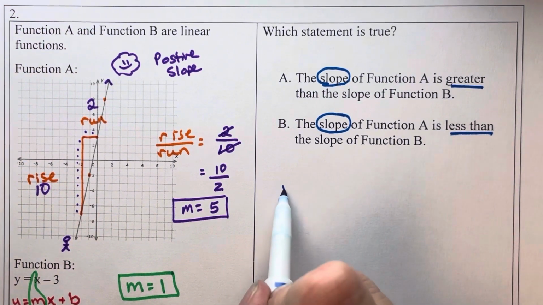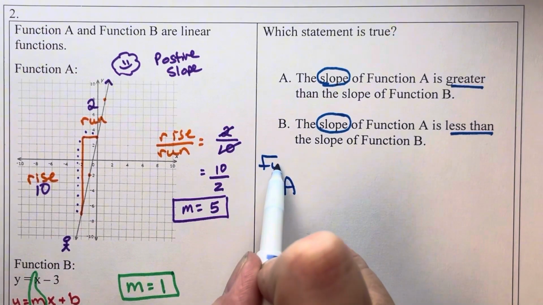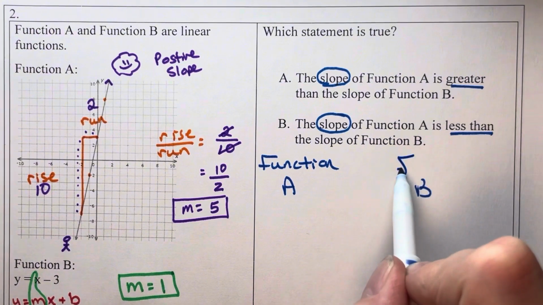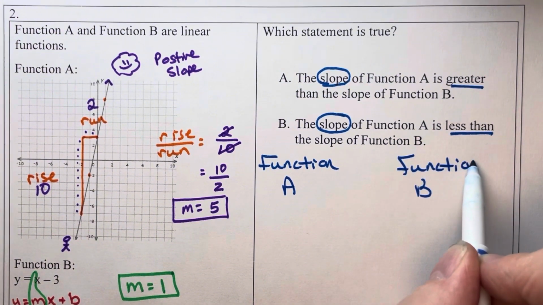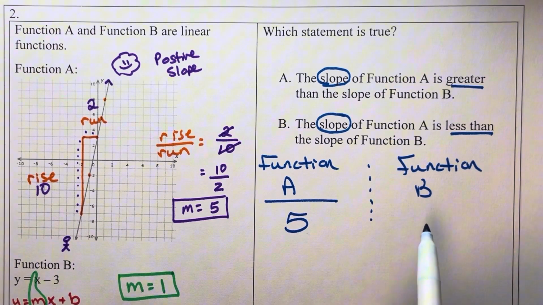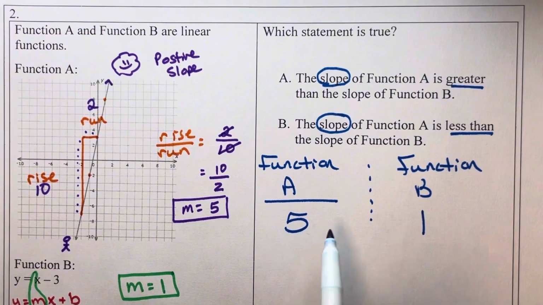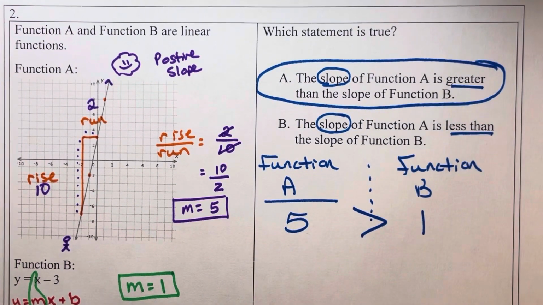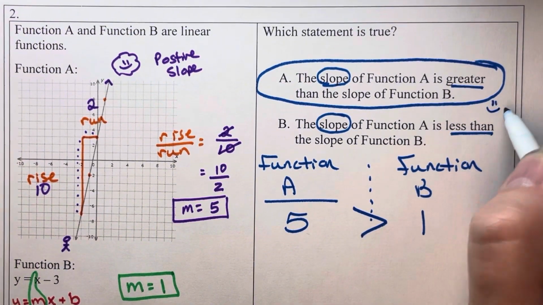All right, let's go ahead and get this question answered. So we have a function A, and we have a function B, and we know that function A has a slope of 5, while function B has a slope of 1. And 5 is most definitely greater than 1. Therefore, our final answer is A. And there you go.